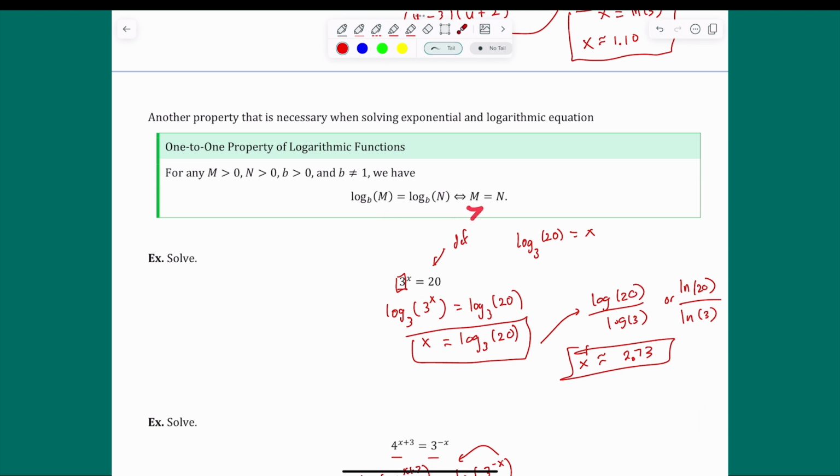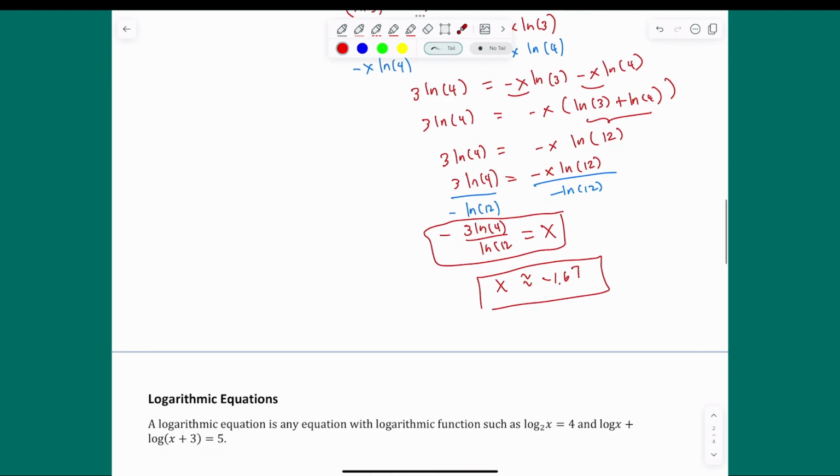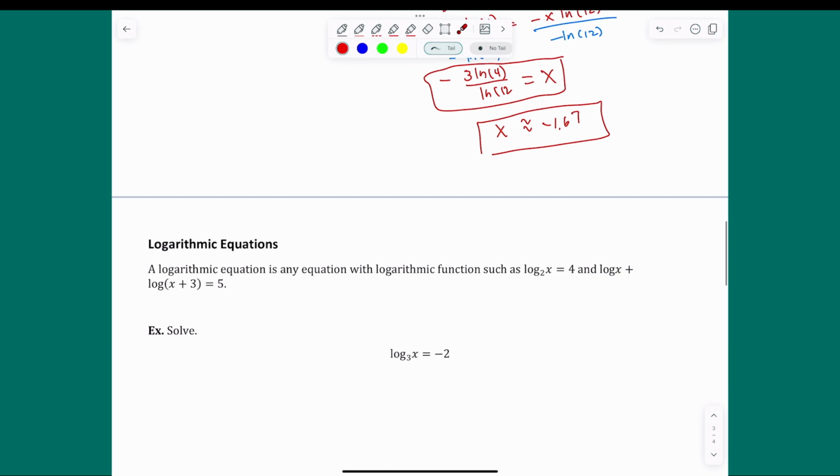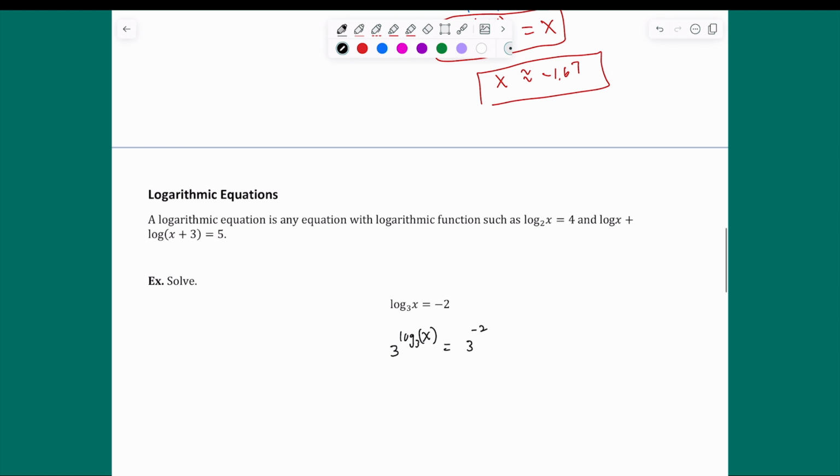Once again, we could use this property here, but this time we're going to go this direction. Okay, or maybe not. Let me look back. In this case, we're going to use the exponential one. So we're going to raise each side to the power of 3. So you go 3 to the log base 3 of x, and that has to be equal to 3 to the negative 2. And the left-hand side, well, we know they're inverses, so that's just x equals 3 to the negative 2.